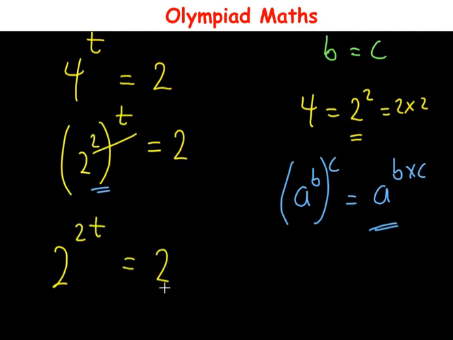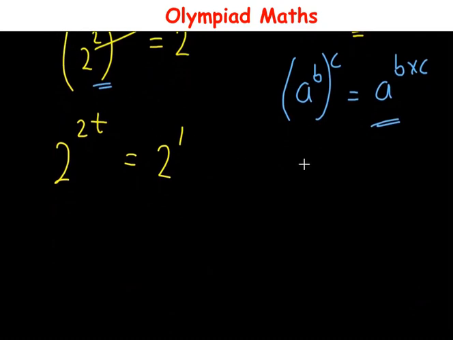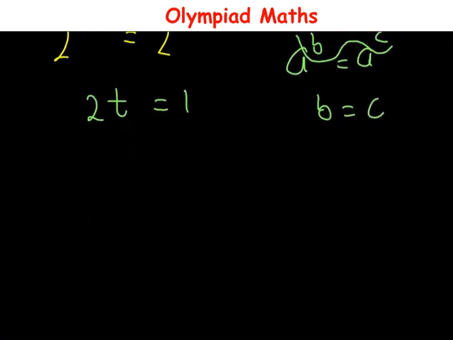Now, at this junction, we can express this 2 as a power of 1, such that we can then apply this rule that if you have a raised to power b equals a raised to power c, since the bases are equal, just compare the exponents, b is equal to c. So right here, we have the same base, just compare the exponent. So 2t is equal to 1. From here, to then solve for the value of t, simply divide both sides by 2. The value of t is equal to 1 over 2.